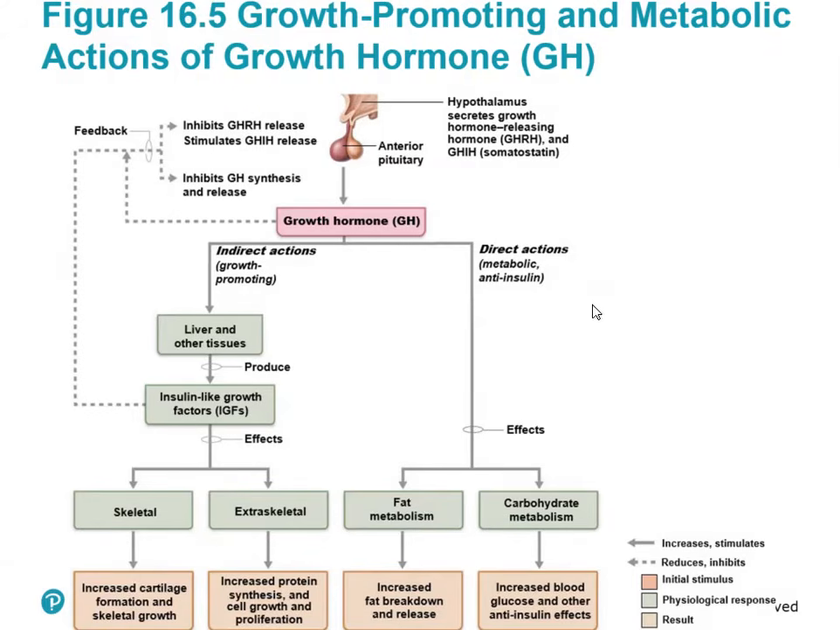So this is just showing kind of how growth hormone works, right? So it has direct and indirect actions, but they all have the same basic end result, right? We're increasing cell division, cell growth, bone, skeletal muscles. So increasing blood sugar in the blood, increasing fats in the blood, protein synthesis, cell growth, and formation of skeletal tissues.